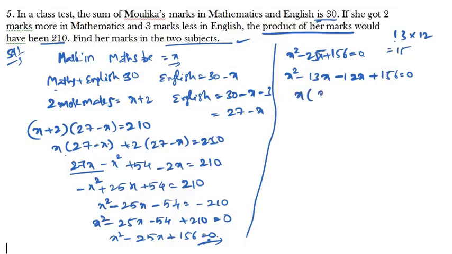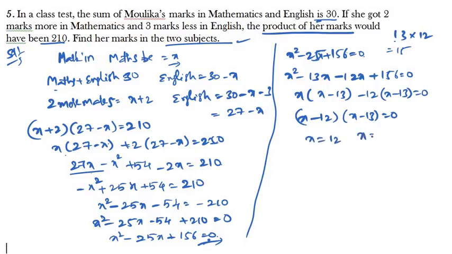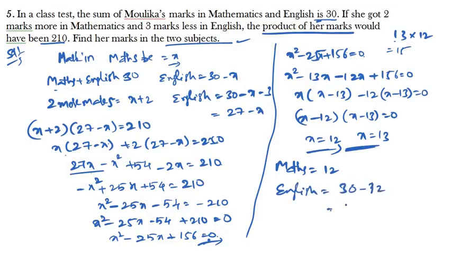So X is common from here, X minus 13, and minus 12 is common here. X minus 12 into X minus 13 is equal to 0. So X is equal to 12 and X is equal to 13. These are the two values we got. The question asks us to find her marks in the two subjects. In maths we got 12. English is equal to 30 minus 12, which is 18. So she got 18 marks in English and 12 marks in maths.